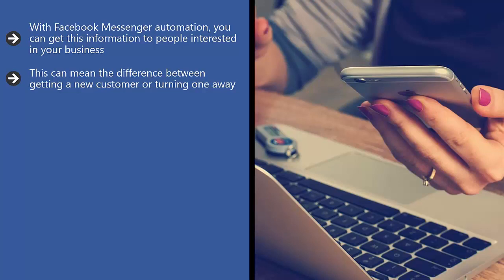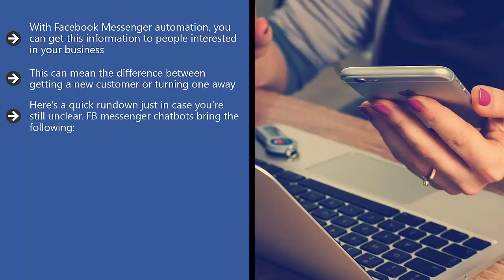You don't want to get left behind. Facebook Messenger marketing is the next big thing. It's relatively new, and that's why it presents a golden opportunity for businesses, whether purely local, regional, or purely online, to establish or expand their online user base. Here's a quick rundown, just in case you're still unclear. FB Messenger chatbots bring the following.